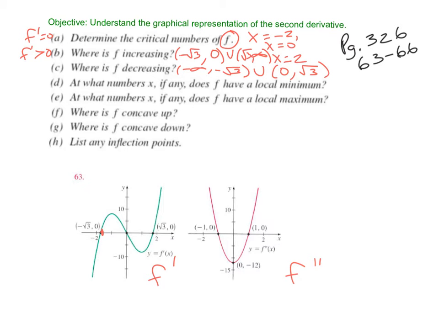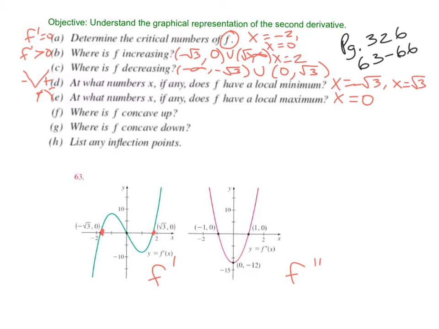Does f have a local minimum? So local minimum is where the derivative changes from negative to positive, right? So a minimum is the slope is negative and then the slope is positive. So negative to positive would be here and here. So negative root 3 and root 3. Max is where the slope goes from positive to negative. So that is x equals 0.